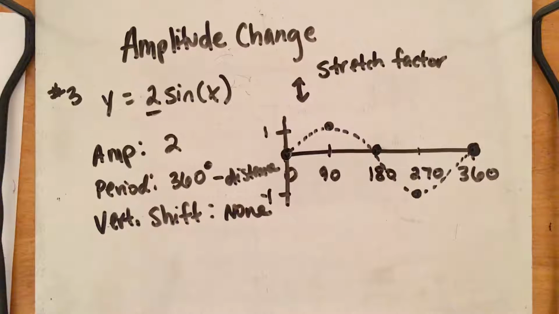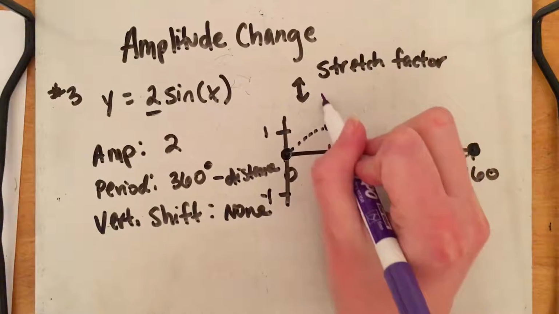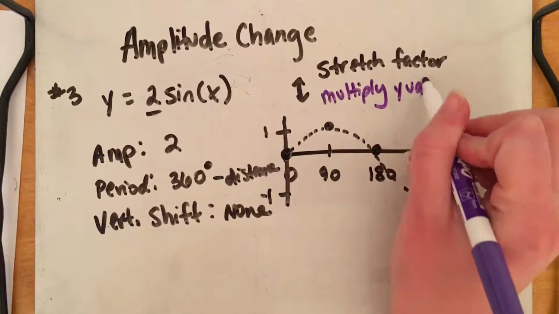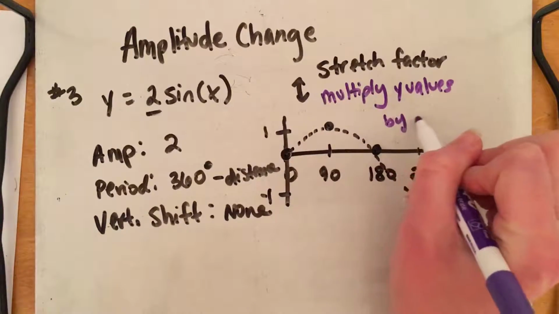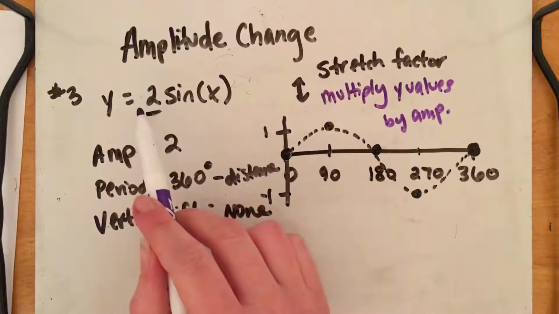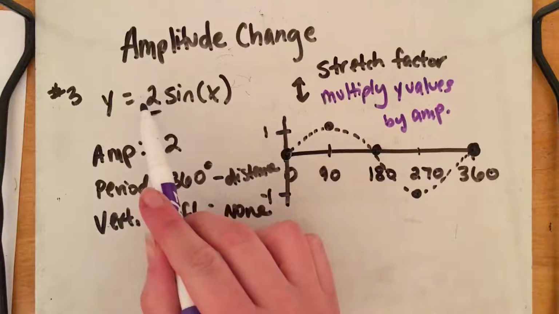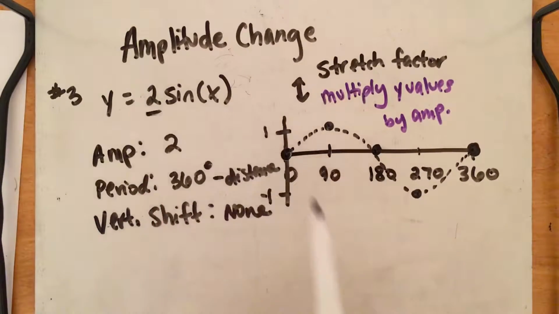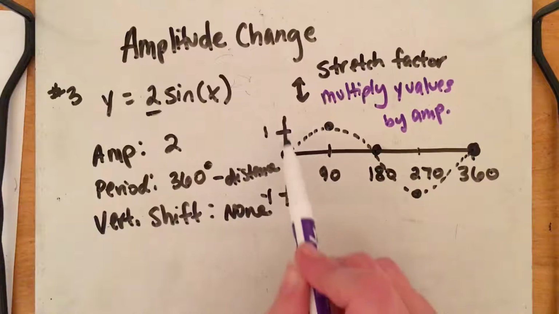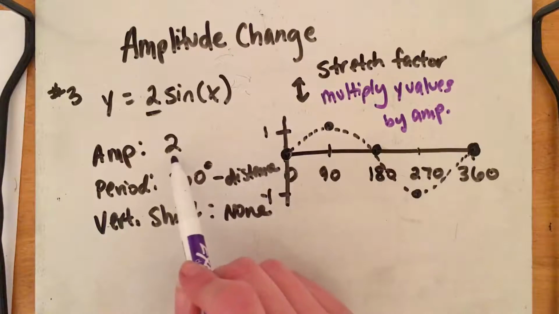Okay, so now I'm going to show you how this amplitude affects it. We didn't do anything with the amplitude yet. So amplitude is like a stretch factor. And so we're going to multiply the y values by the amplitude. And this time, whether it's positive or negative, we're going to use that value. So if this was really -2, we'd multiply by -2 because that does something extra, and we'll show that in the next one. So with this example, our amplitude is 2, so I'm going to multiply all of these y values, so these heights on the graph, by 2.